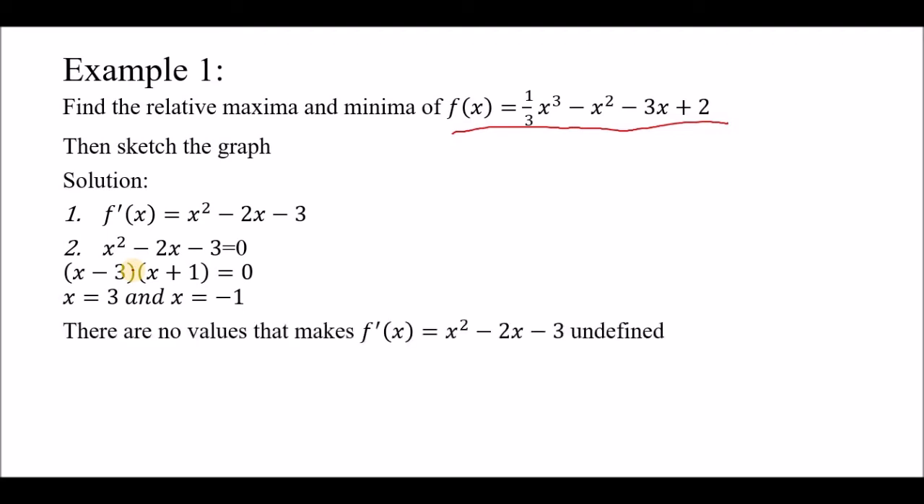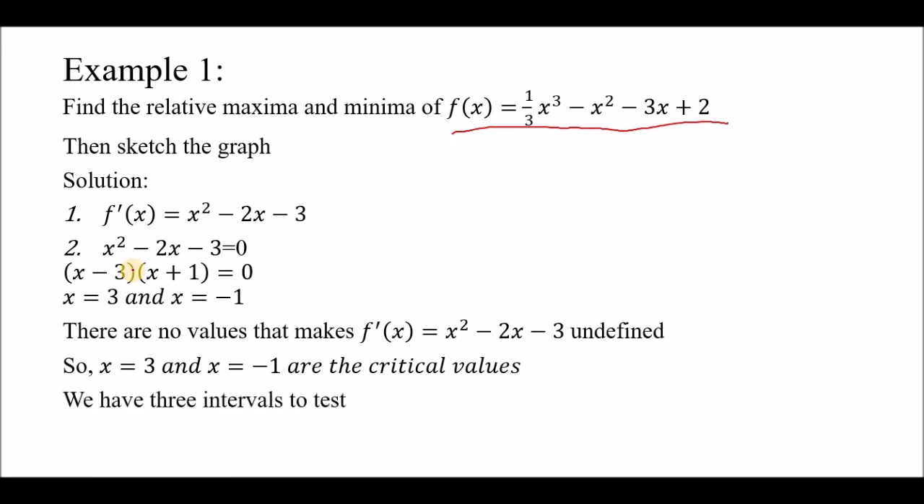And again, a reminder, there are no values that make f prime of x undefined since I don't have any denominators. I don't have any radicals. So I don't have to worry about this function being undefined at any point. So the only critical values that we have are x is equal to 3 and x is equal to negative 1. Now let's create some intervals. So on the number line, we have the point negative 1 here because it's a smaller one, and the number 3 here.